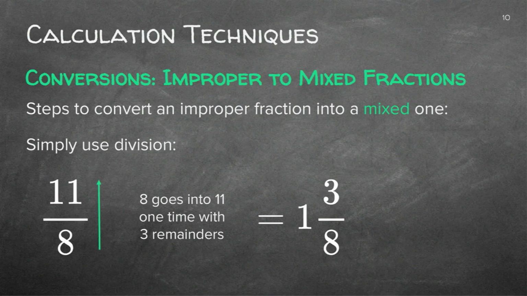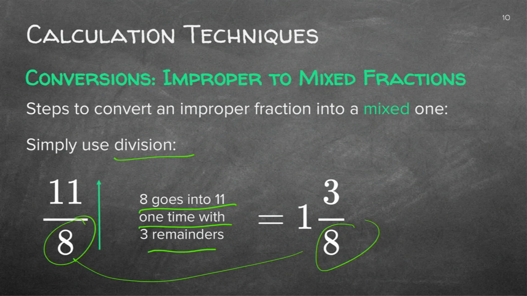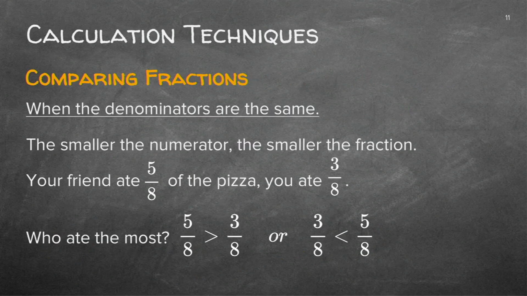You can also convert back, or the other way around. And the steps to do that is you're going to simply divide. 8 goes into 11 one time with 3 remainder, which is written over this denominator 8. So that denominator always stays the same.